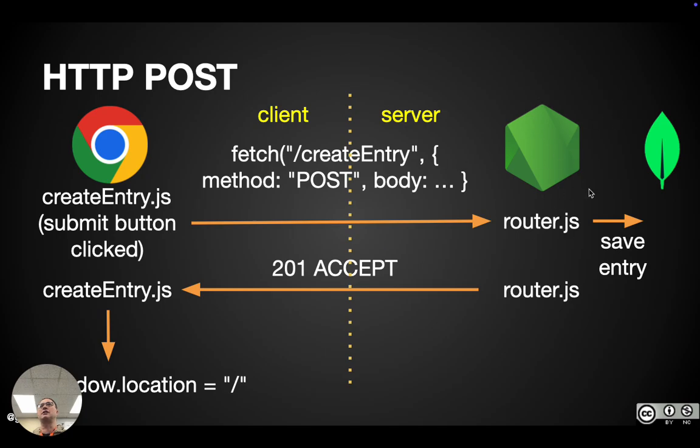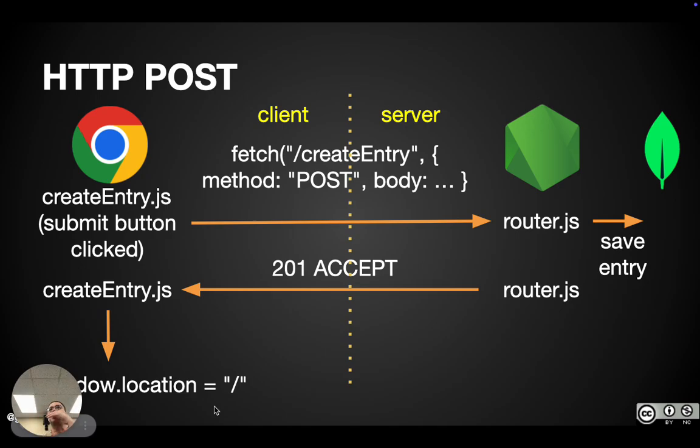Router.js will receive all of that. It will save it in MongoDB, and then it will send back a 201 response, which is like, I accept your data. It's all good. When the client-side JavaScript code in createentry.js, which we'll write, receives that response, it then sets the window location to slash, which returns us to the home page.